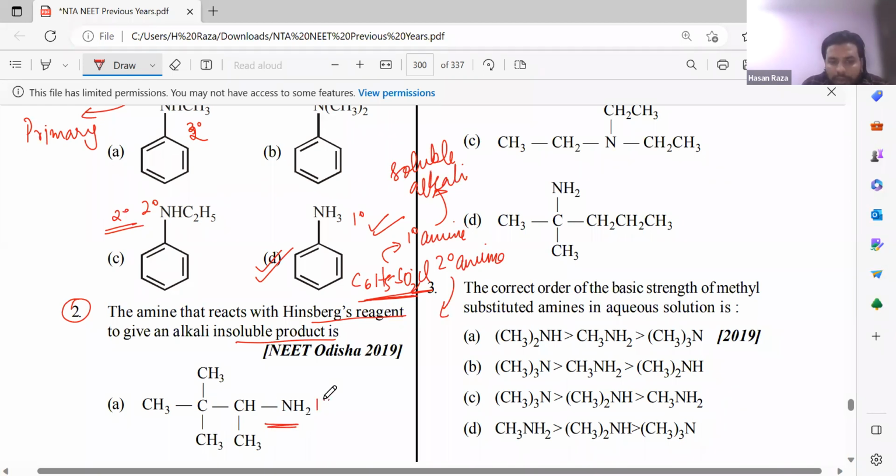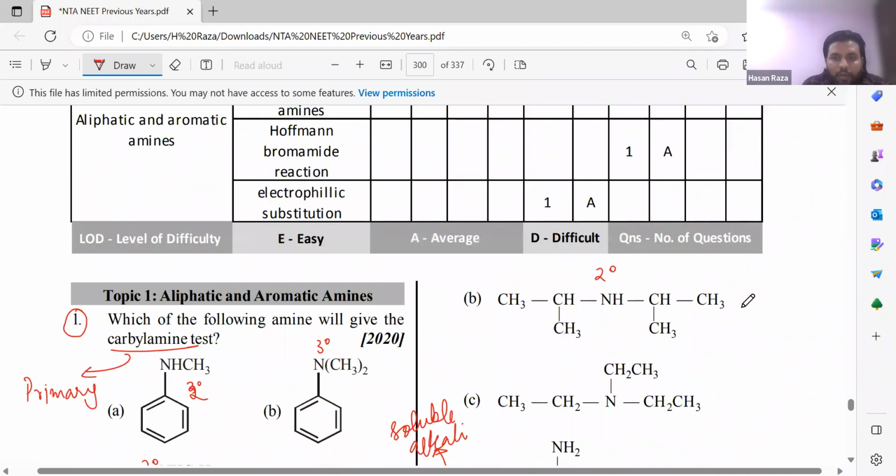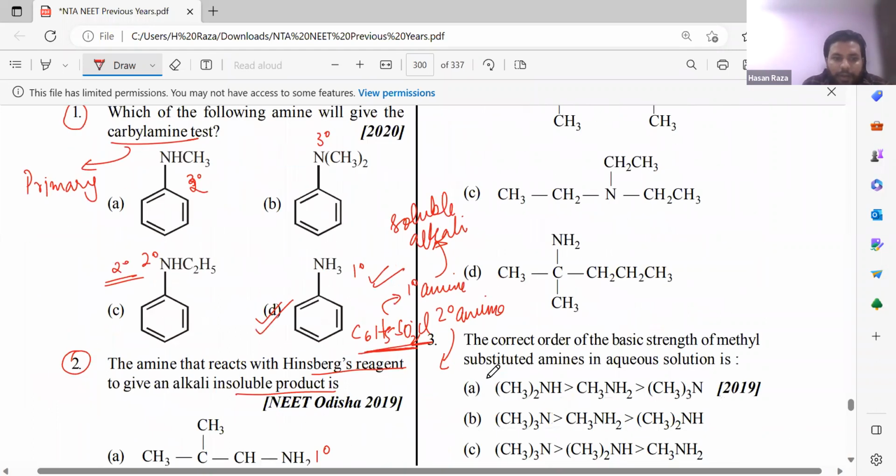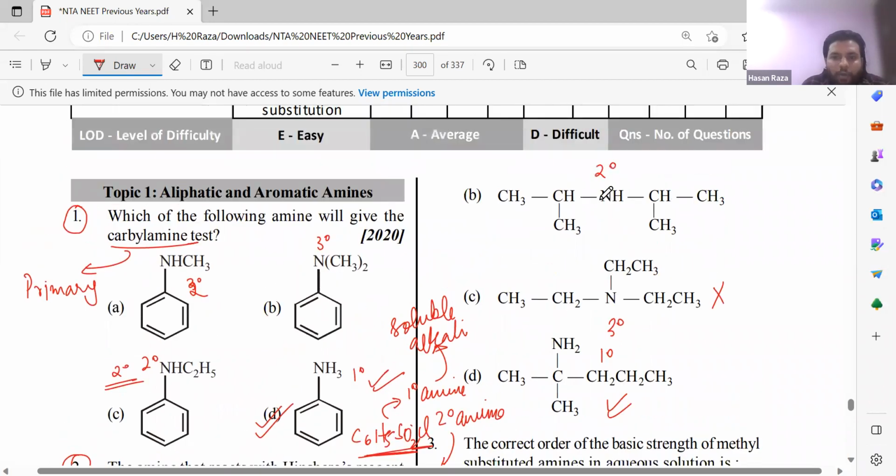So if you are going for this, this is your 1-degree, so it will be soluble. If you are going for this, you can see this is your 2-degree, so it will be insoluble. Wait a minute. 1-degree is soluble. This is your 3-degree that does not react with Hinsberg. This is your 1-degree, it will give you soluble. But option B, you can see this is your 2-degree, so it will give you insoluble. Are you getting my point? So you have to know the work of the reagents. Is that clear, Anna, Hannah, Hiram, Samira? Yes, sir. Okay.